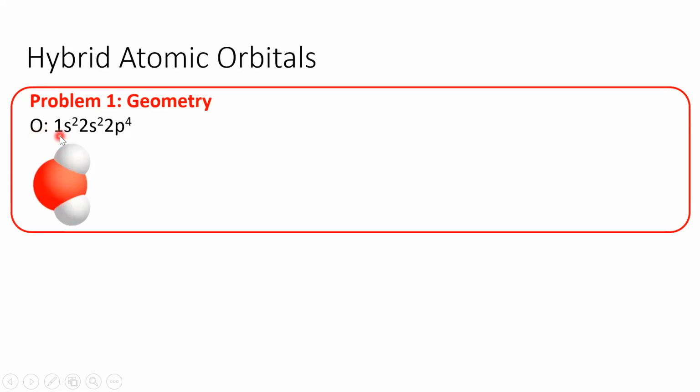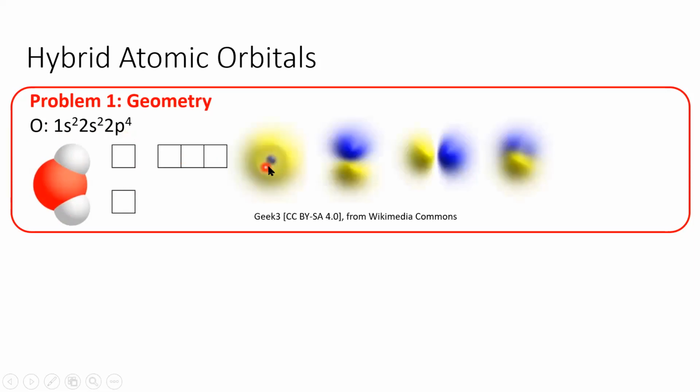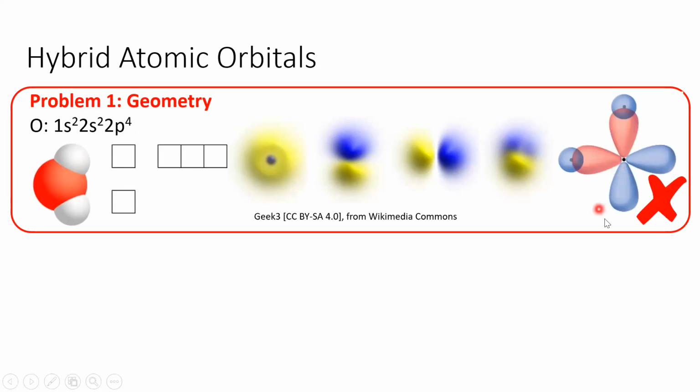Okay, we know that oxygen is 1s2, 2s2, 2p4. So we'd have 2 electrons here, 2 electrons here, and 4 electrons here. So we would involve s and p orbitals. And we would kind of expect the shape of our molecule to look something like this. But that's not really what that molecule looks like.